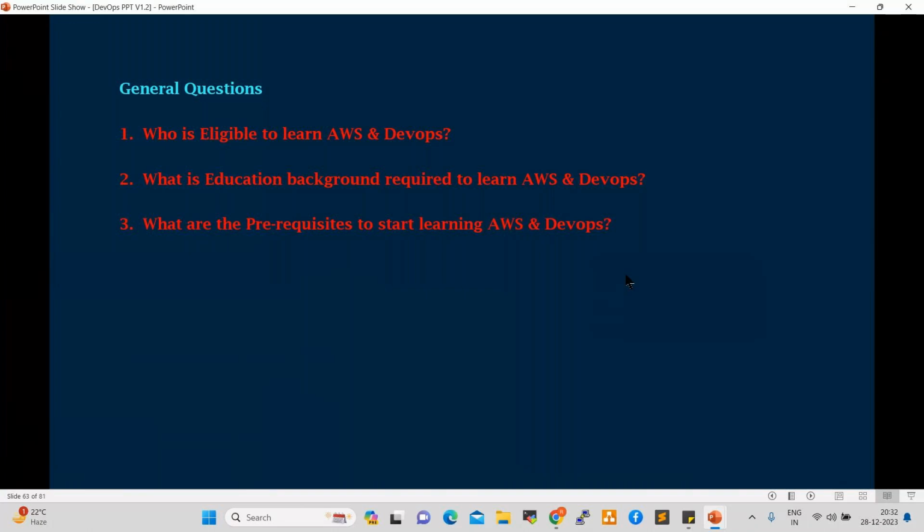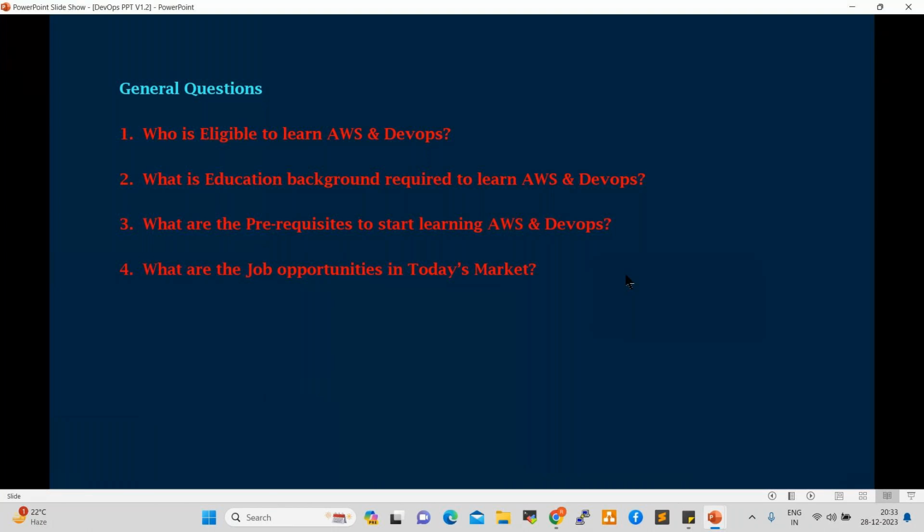Okay. The next question is what are the prerequisites to start learning AWS and DevOps? No prerequisites here, no need to worry about this. We do require Linux commands, but Linux will also be covered in our course. Once we start AWS, after a few sessions we learn Linux also. So no prerequisites here.